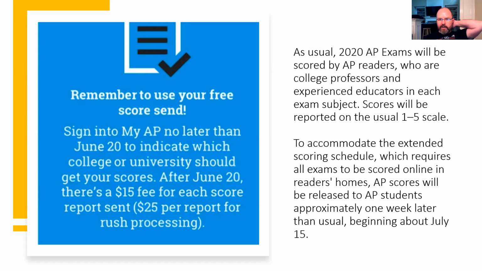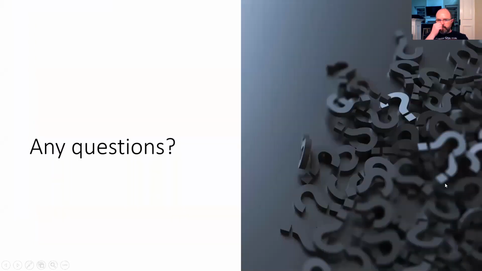AP scores will be released to AP students approximately 1 week later than usual. Usually it's around July 4th that the scores come out. This year it's going to be July 15th, about. Don't freak out if you don't hear from them on July 15th, somewhere around then.